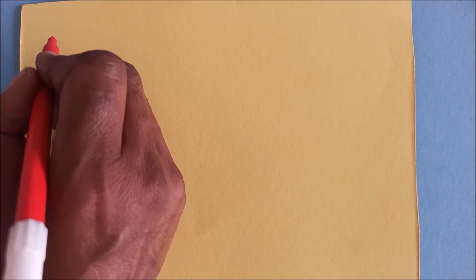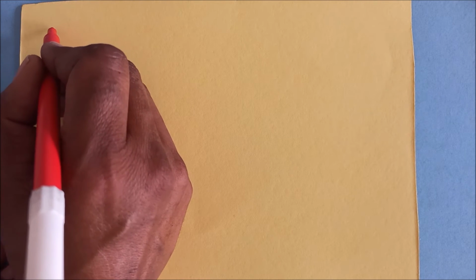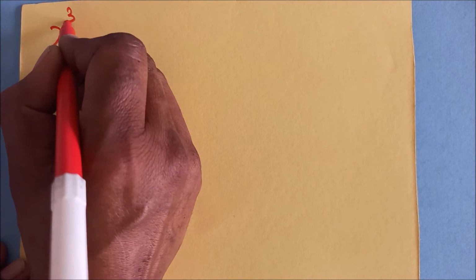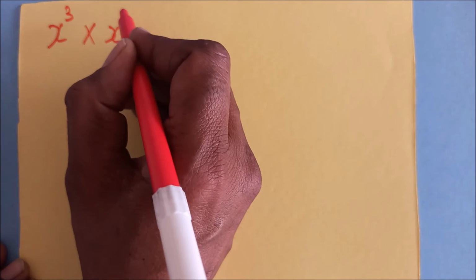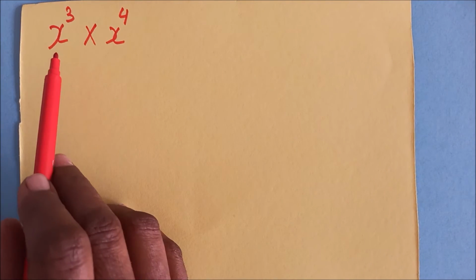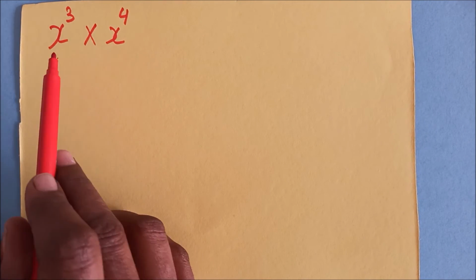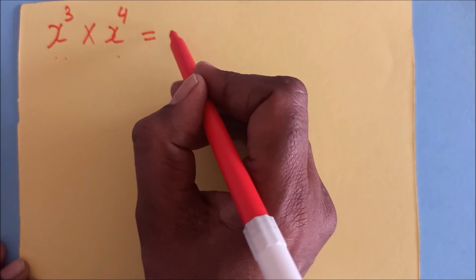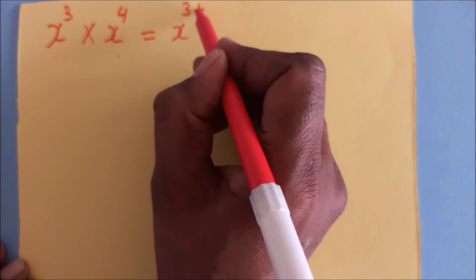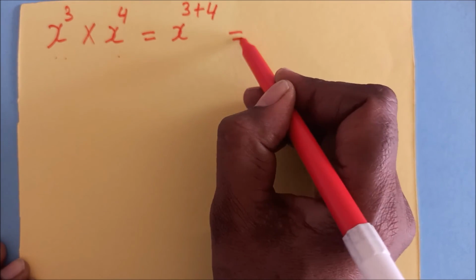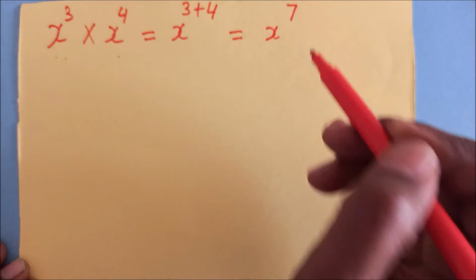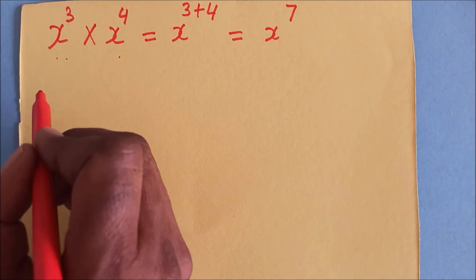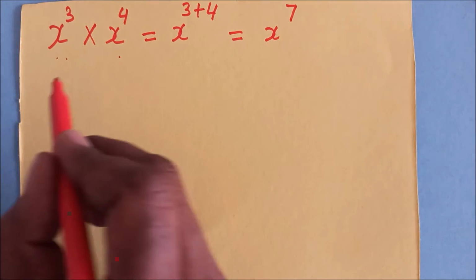Let us take more examples with variables, not numbers now. Let's say I have x^3 times x^4. Again we have the same base, although we don't know what that is. This is in x, so the base is the same, so we will add the powers because there is a multiplication sign in the middle, so it will become x^7. So this is for multiplication.